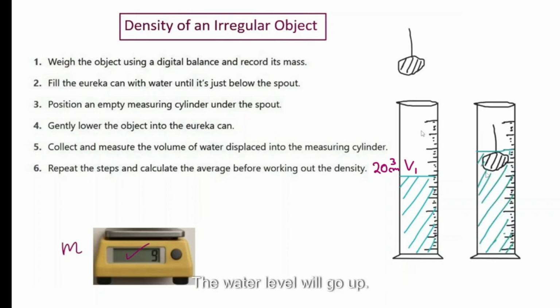The water level will go up. Now, the new volume is V2. Let's say this is 30 cubic centimeters. So obviously, the volume of the object must be the difference between V2 and V1, which is 10 cubic centimeters.